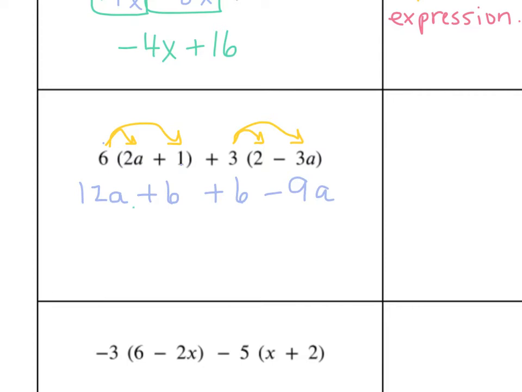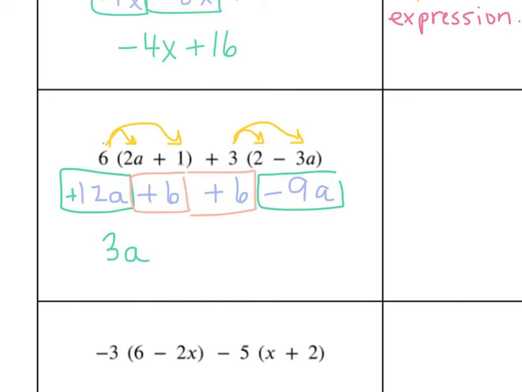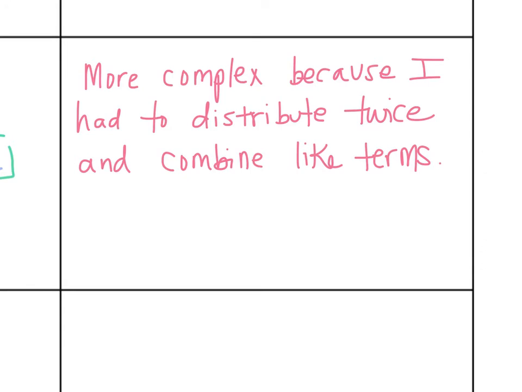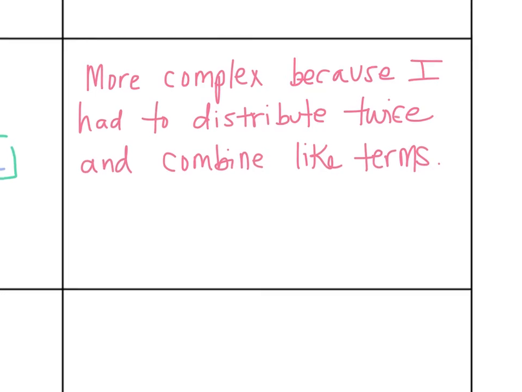And now we're going to combine like terms. Our lead coefficient is a positive 12. So positive 12 minus 9. So 12 minus 9, that's 3a. And our constants, 6 plus 6. So that's going to be 12. Okay, so more complex because we had to distribute twice and then combine like terms. Okay, so something along these lines. Again, add any additional notes that you feel you need to add.